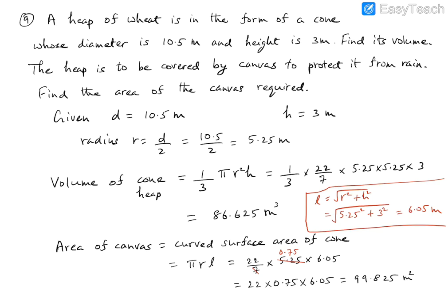Okay, so that gives us our solution for the area of the canvas that is required to cover the entire conical heap. That area of the canvas is basically the curved surface area of the cone. Why do we use the curved surface area? Because we are just going to cover the top of the conical heap. We are not going to cover the bottom circular area of the conical heap. So therefore we are interested only in calculating the curved surface area of the cone.